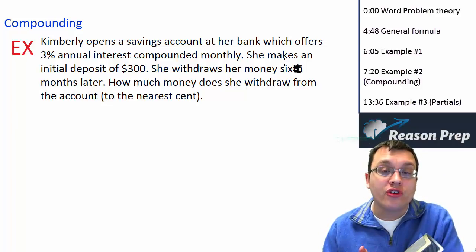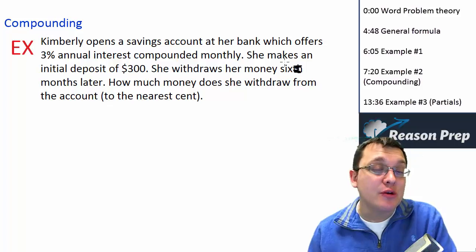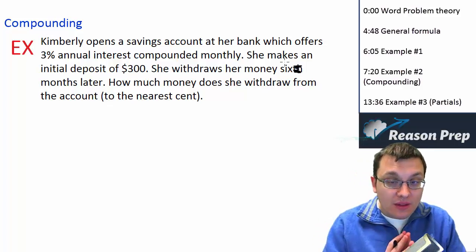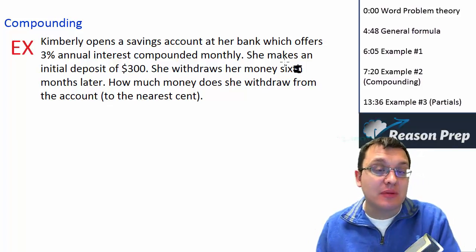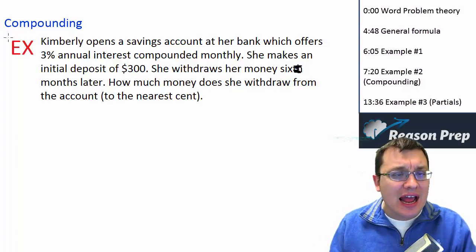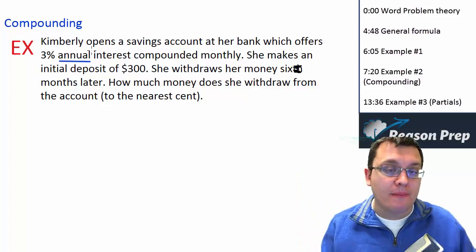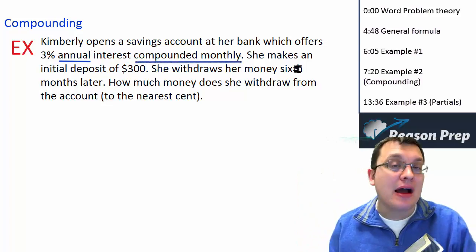So she starts with $300 in her bank account. She has a 3% annual interest rate. And she pulls it out 6 months later, and she wants to know how much money she has. So notice the interesting thing here. It's an annual interest rate. In other words, each year her account will increase by 3%, but it's compounded monthly.